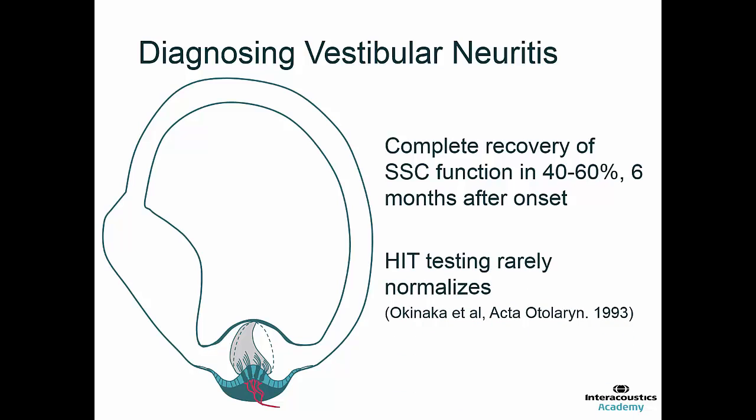But what this group found was that actually head impulse testing rarely normalizes. So the system recovers for the low frequency head inputs, but for the fast head inputs, we are still able to detect the pathology. This is incredibly useful for making a confirmed diagnosis that the patient had a vestibular neuritis.